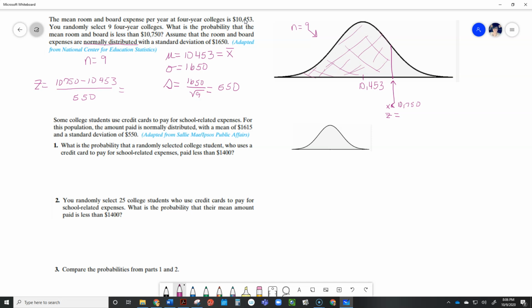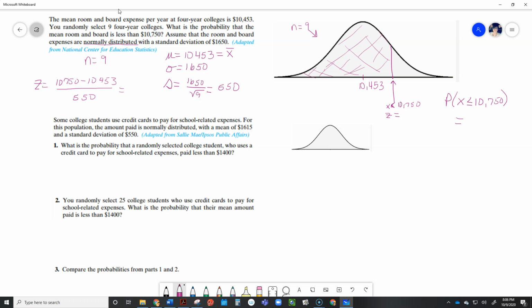I think everybody's tired. You could find a z-score and then use the z-score to go look up on the table and see what the area is. Because when they ask me for the probability, they're asking me for an area. What's the probability that the x value is going to be less than or equal to 10,750? That's what they asked me to find. What is the probability that the mean room and board is less than 10,750? So that's what I'm going to find.